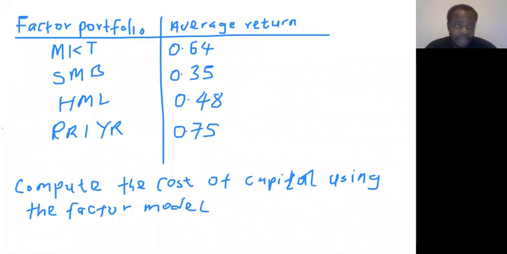The second table also depicts the factor returns, the average return for each of them. And we are being asked to compute the cost of capital using the factor model.